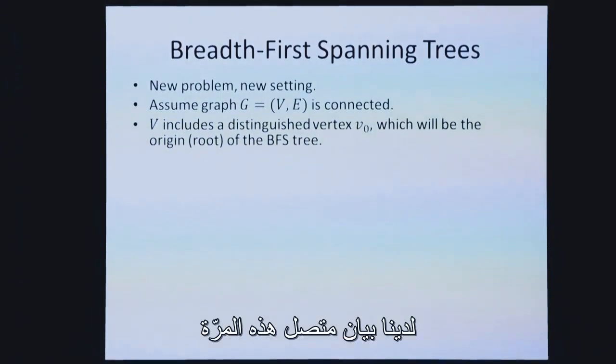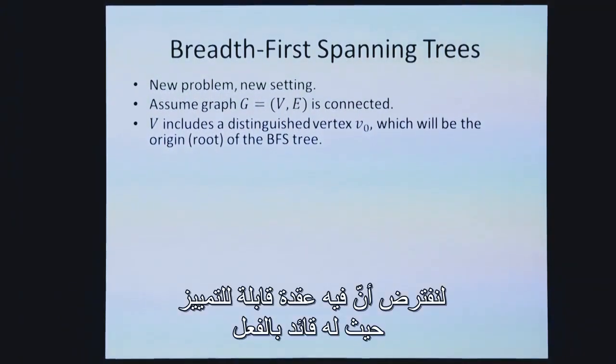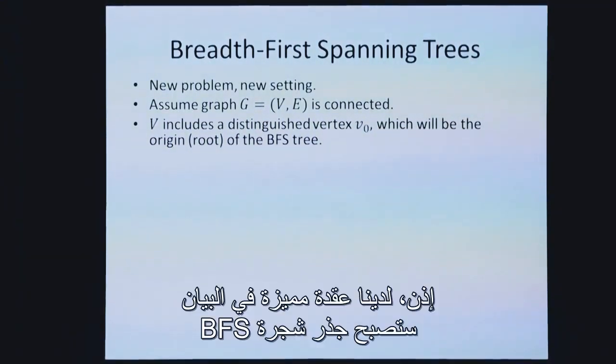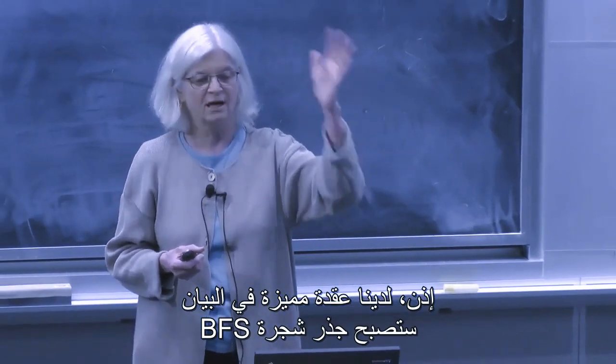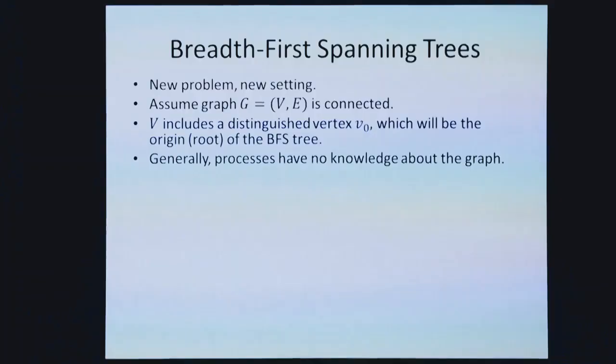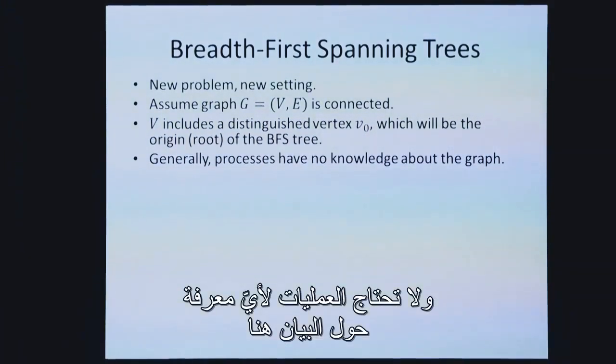We have a connected graph. This time, let's suppose that it has a distinguished vertex. It already has a leader. So it has a distinguished vertex in the graph. It's going to become the root of the BFS tree. And the processes don't need any knowledge about the graph for this one.